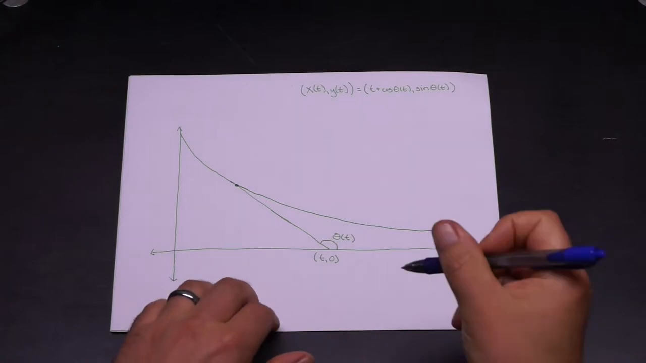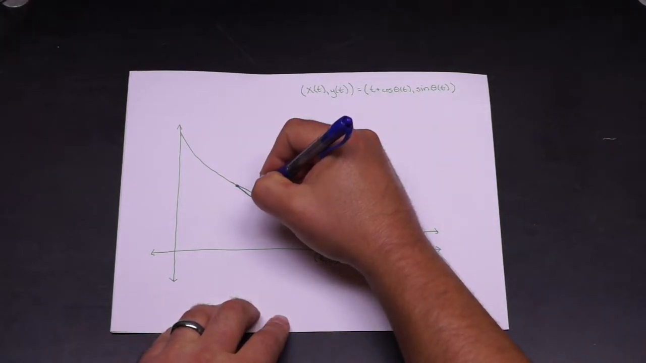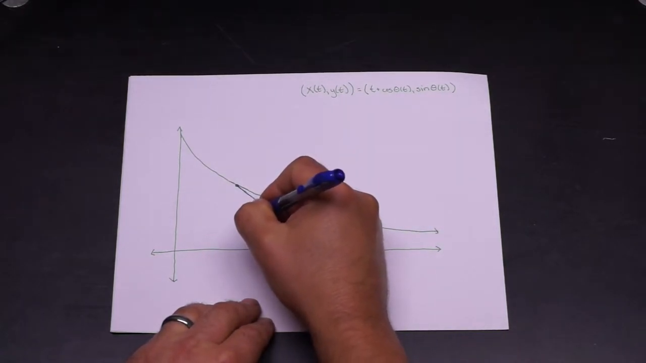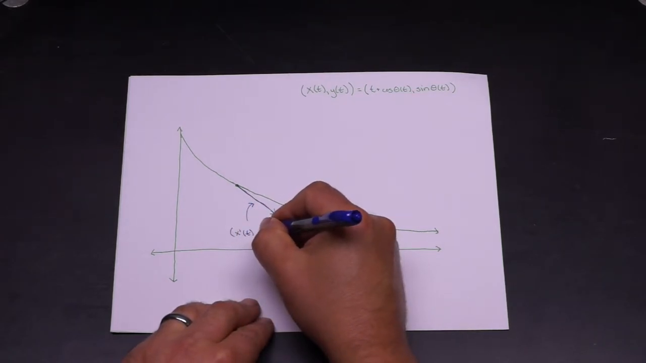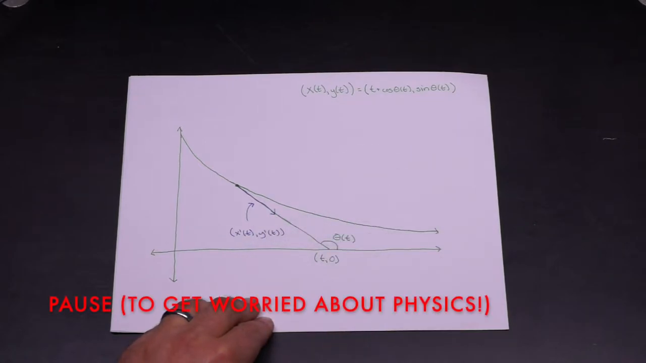So here's the additional condition. It's not just that the point is on the other side of the leash. The point is being pulled by the leash. And that means the tangent vector of the curve points in the same direction as the leash at every time t. Pause here for a minute.